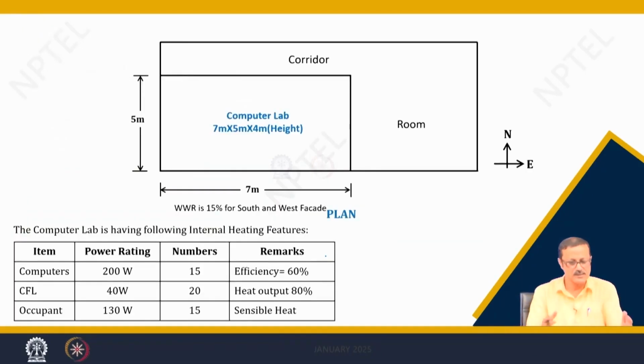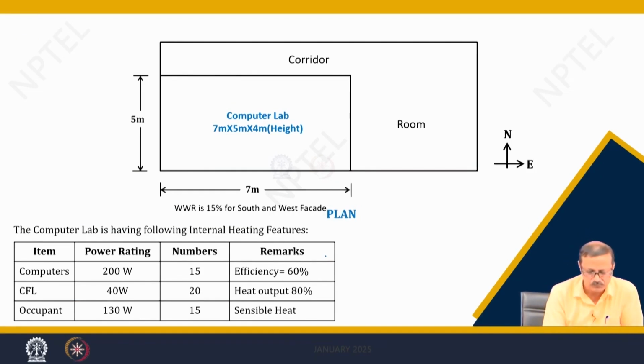So, based on this I have recalculated the internal gain of this particular computer lab. I have assumed that there will be 15 computers, and 20 CFL lamps of 40 watt, which have a heat output of 80%. The computer has an efficiency of 60%. There are 15 computers and 15 occupants, each giving 130 watt as sensible heat.